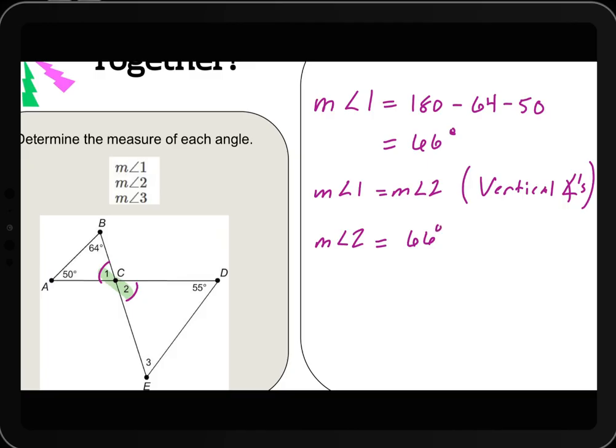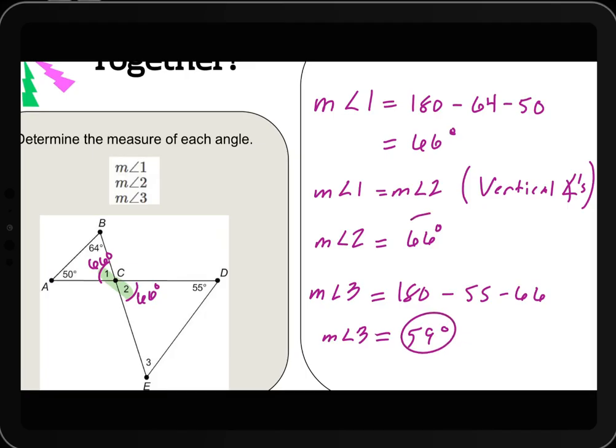Okay, so having said that, I now need to find the measure of angle 3. If you look at where angle 3 is located, I can see that 3 is the only angle that I currently don't know in that lower right triangle. So it's just like finding the measure of angle 1. I can take 180 and subtract the remaining angle values that I have, which are 55 and 66. And in that particular case, I get a 59 degree angle. So the measure of angle 3 is 59 degrees. The measure of angle 2 is 66 degrees, and the measure of angle 1 is 66 degrees. And those are the measures of all three of those particular angles.